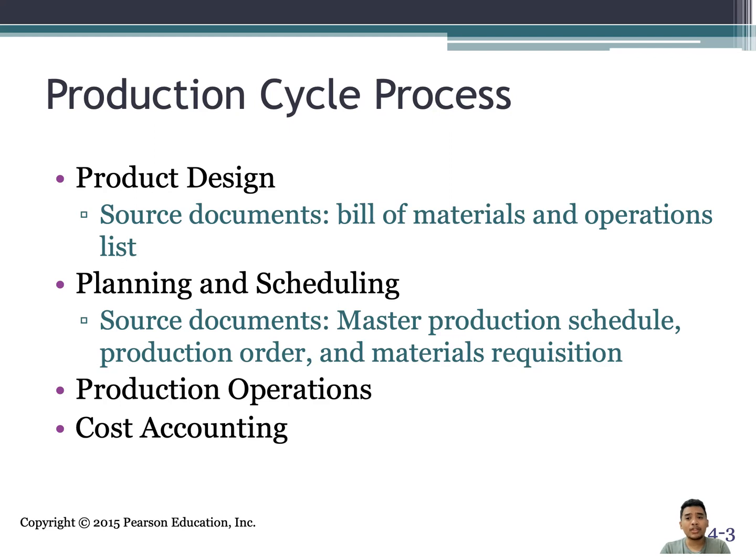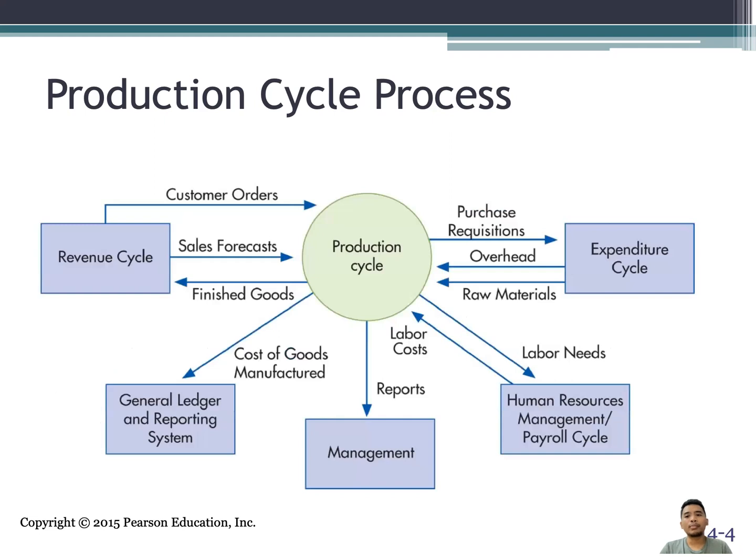Next is the actual production itself, which is the production operations. And lastly, the cost accounting, or how do we apply or allocate costs, or how do we subdivide the incurrence of actual cost or standard cost to each inventory item that we will be selling to the market. So before we proceed with the actual process in relation to the production cycle, let's look into the general concepts in relation to the production cycle itself.